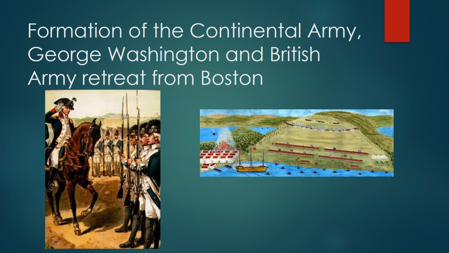He also has some military experience from the French and Indian War prior. It wasn't always the most successful military experience for Washington, but he had experience. So the Continental Army forms outside of Boston, and basically what you're going to have is the Americans occupying the area around Boston and the British occupying Boston itself.